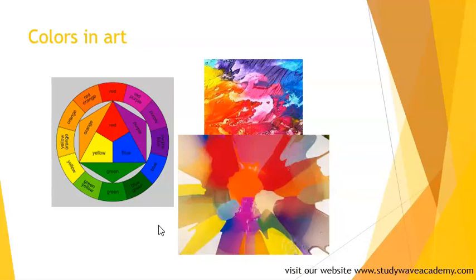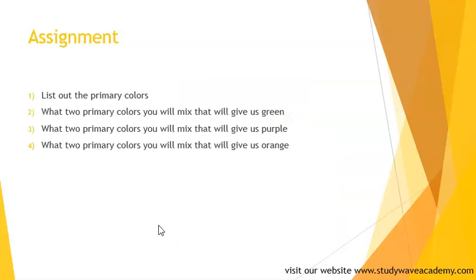Very good. So now we are going over to our assignments. We are to list out the primary colors. They are easy, right? Just to list out the primary colors. Then we have, what two primary colors will you mix that will give us green? You have to write out the two primary colors that you mix together that will give you green.